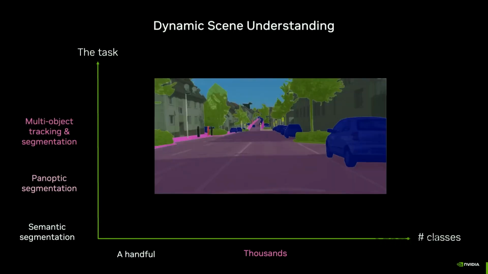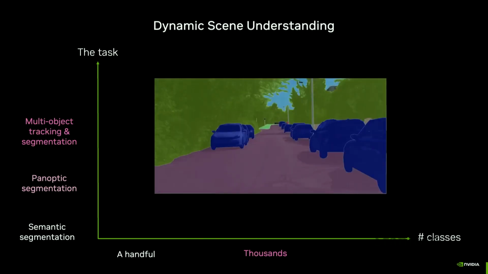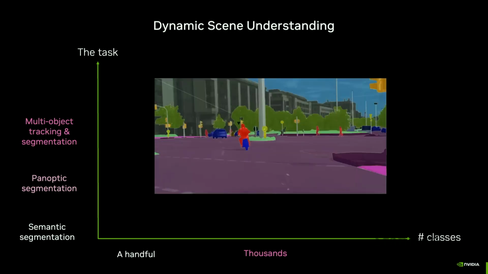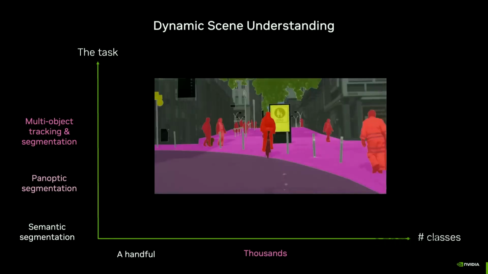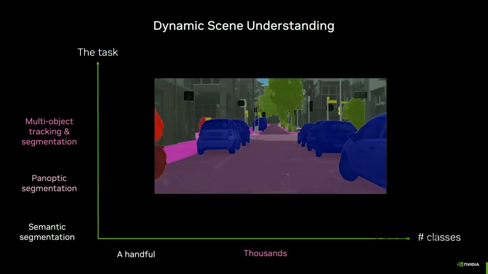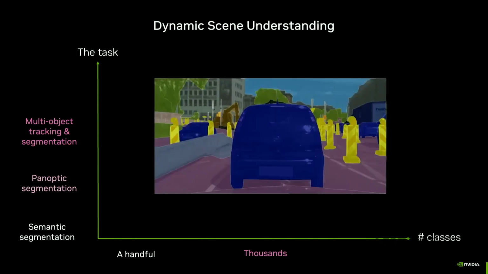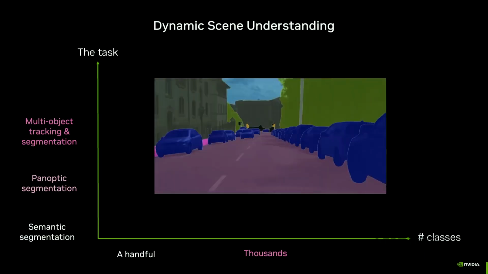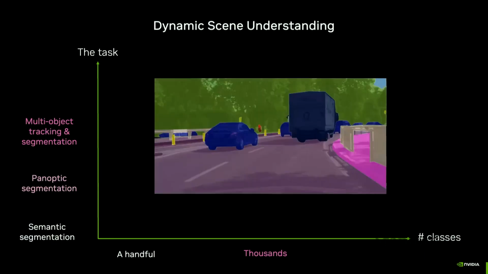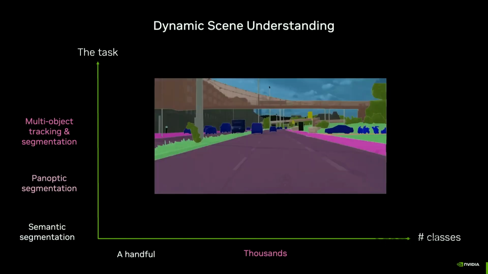Let's just now add the temporal domain, right? Now you want to basically segment and add a semantic label to each of the pixels. You want to identify instances, and you want to track those instances in time, which means that you want to have the same ID for all the frames where you're actually observing that object.